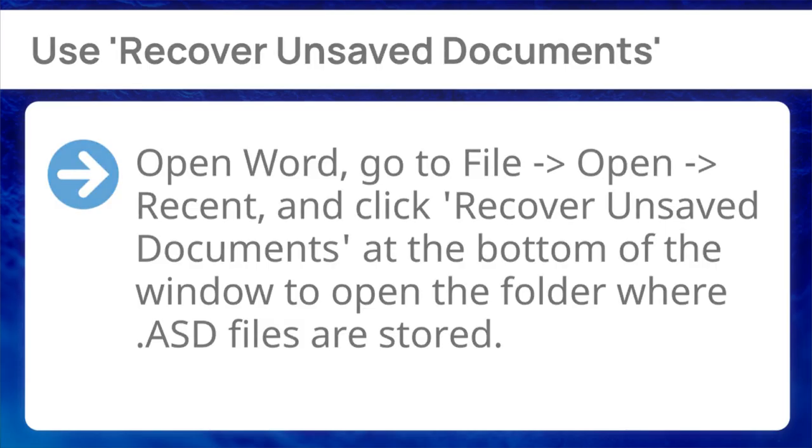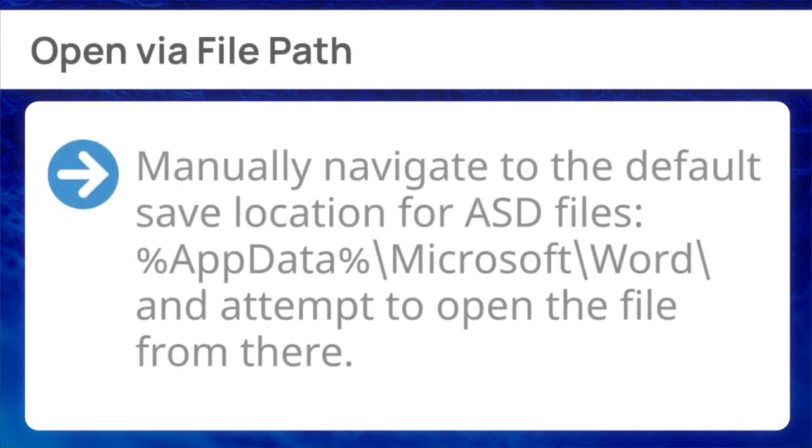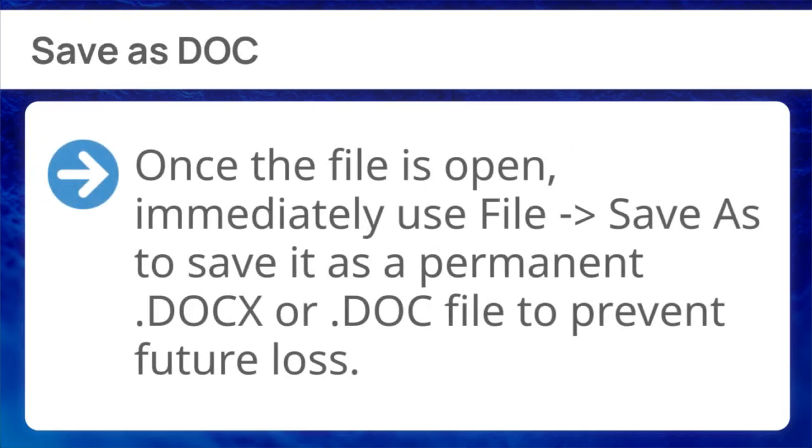Next, open via file path. Manually navigate to the default save location for ASD files, %appdata%\Microsoft\Word, and attempt to open the file from there. Finally, save as doc. Once the file is open, immediately use File, Save As to save it as a permanent .docx or .doc file to prevent future loss.